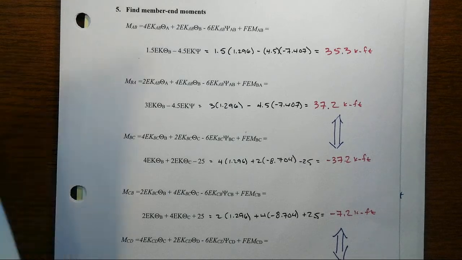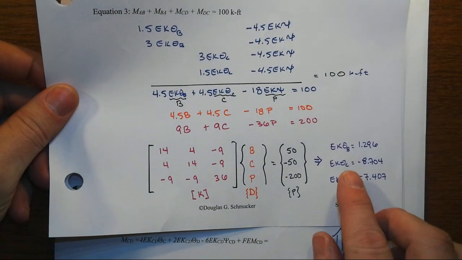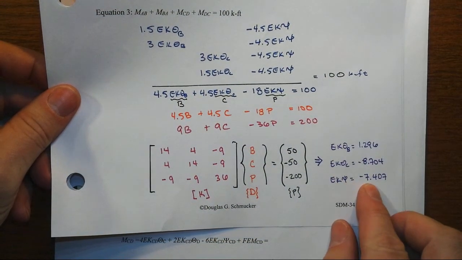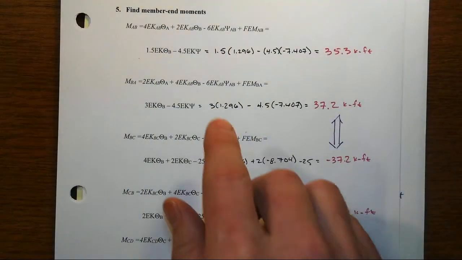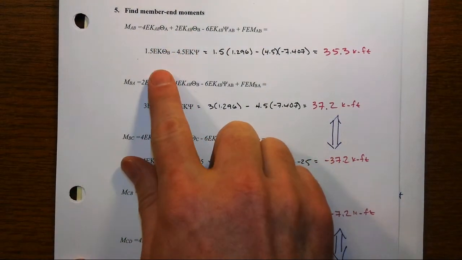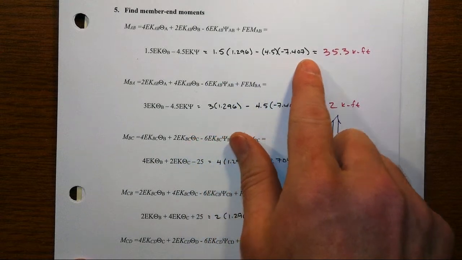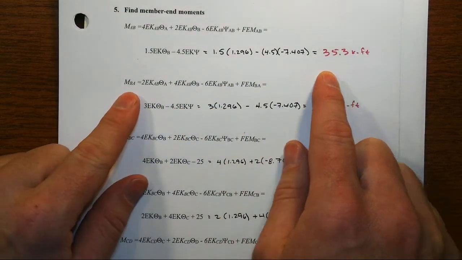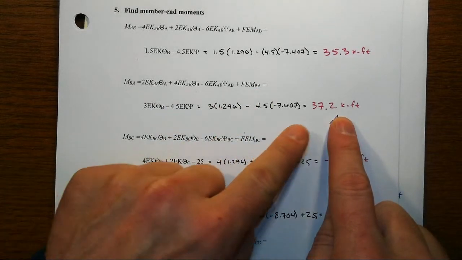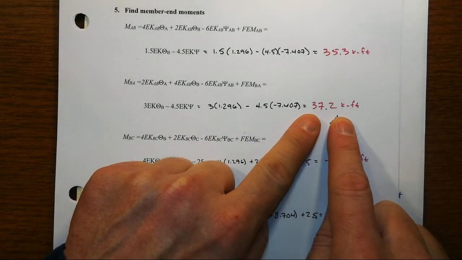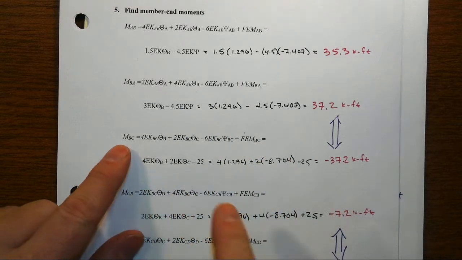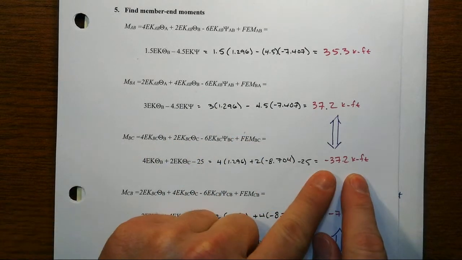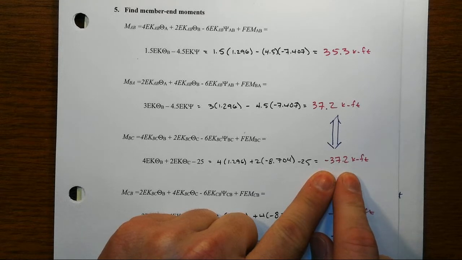Now that we have the member end displacements that we calculated in the previous step, we can substitute them back in for the member end moments. Plug away, and we get the moment at the end of the left column. Plug away again, and we get the moment at the top of that left-hand column. Substitute in, and we get the moment at the left end of the beam.